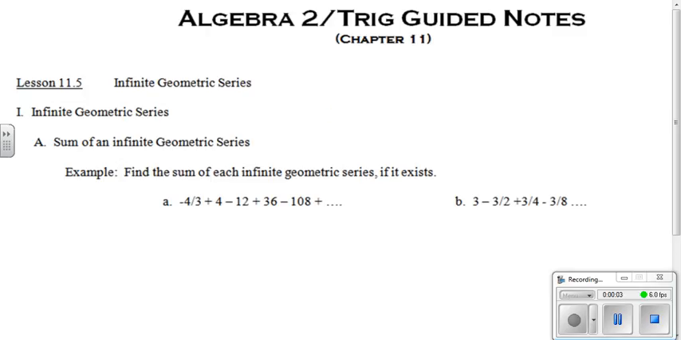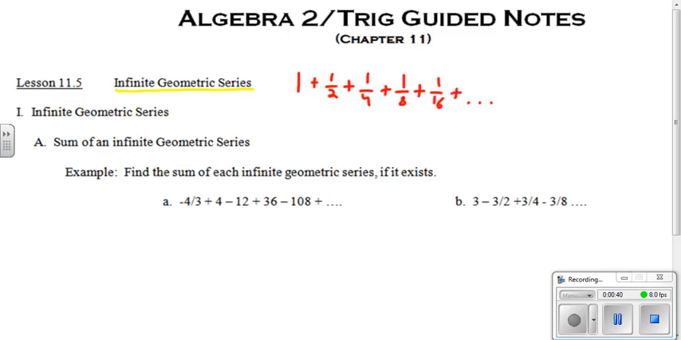Lesson 11.5 is about sums of infinite geometric series. Now, we already know that a geometric series is when you add up all the numbers of a sequence that's geometric in nature. So you're not adding numbers to change going from one to the other, you're multiplying. So let's say we're multiplying by 1/2 and we started at 1. So we'd go 1 plus 1/2 plus times another 1/2 is 1/4 plus 1/8 plus 1/16 plus and so on.